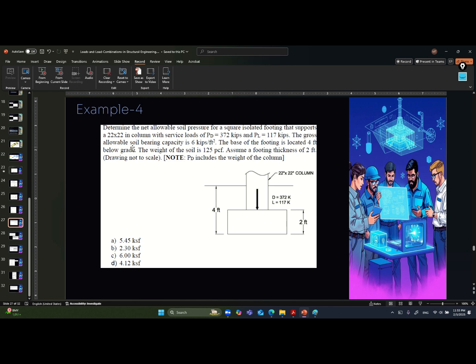The gross allowable soil bearing capacity is 6. Okay. The base of the footing is located 4 feet below grade. The unit weight of the soil is 125. Assume a footing thickness of 2 feet. Okay, so what is the net allowable soil pressure?